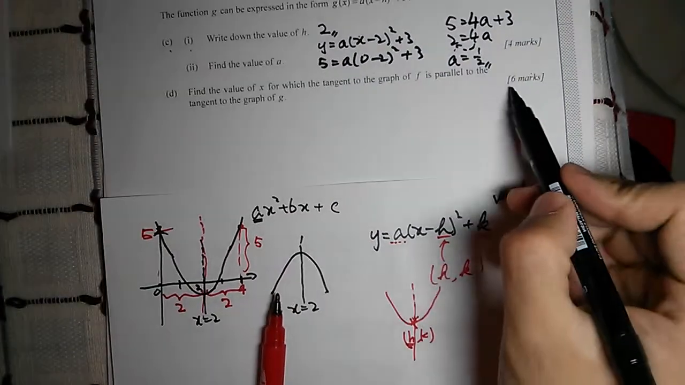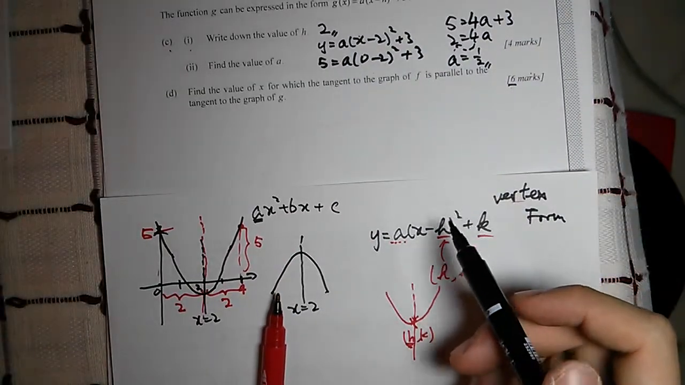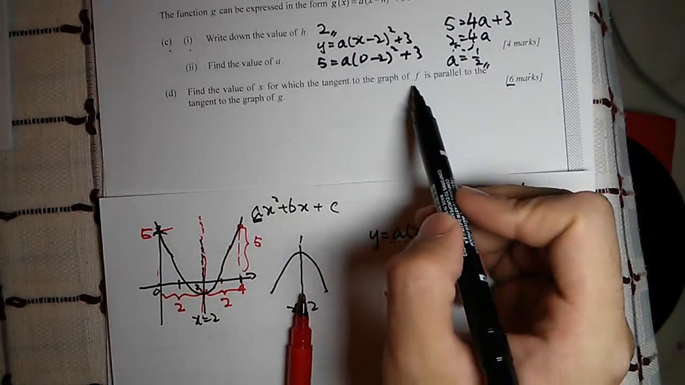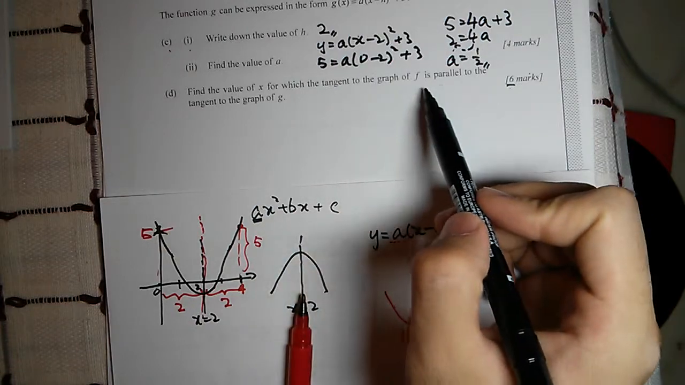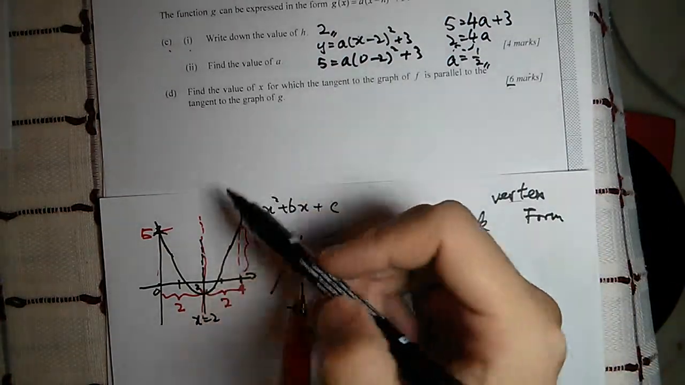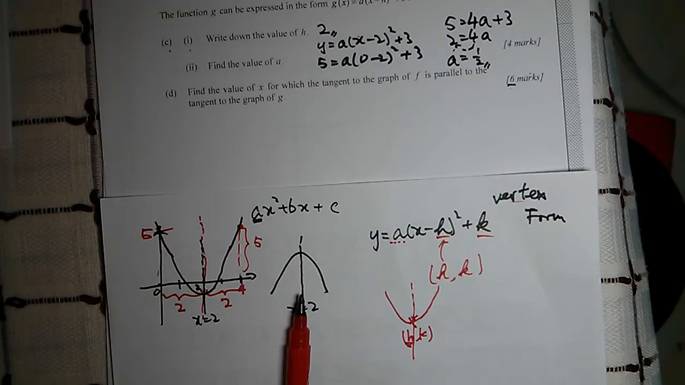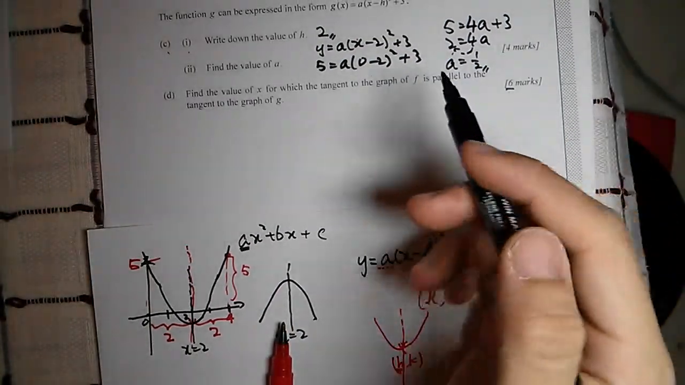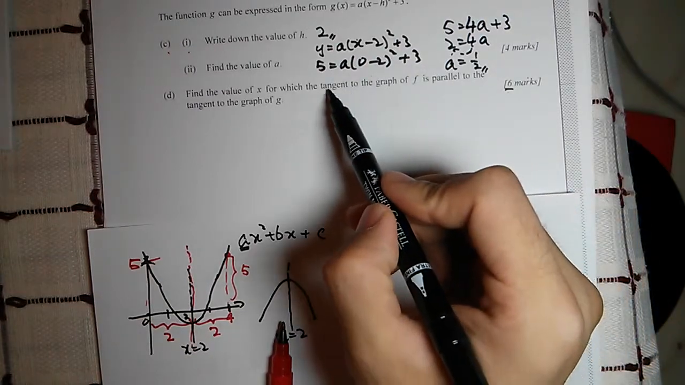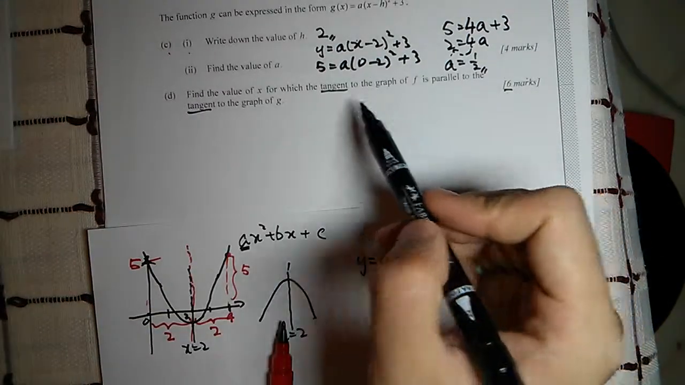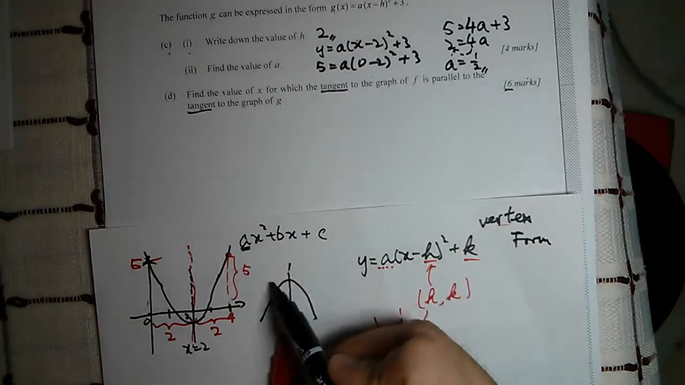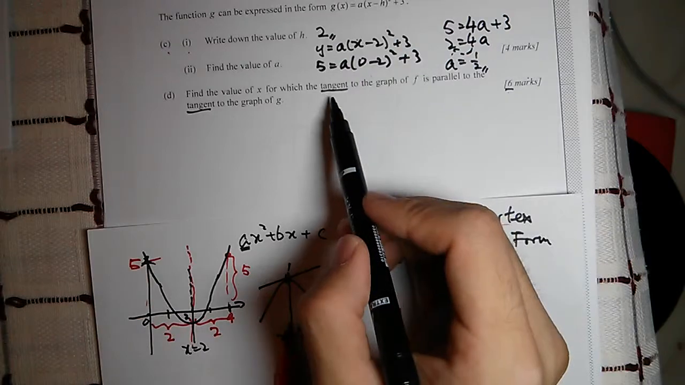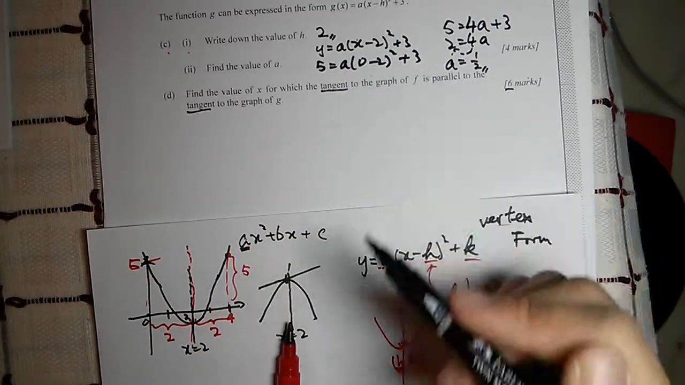Now apparently it should be the hardest because it's 6 marks for some reason. Find a value of x for which the tangent to the graph of f is parallel to the tangent to the graph of g. So you may think this is kind of hard. You're looking for the tangent, right? A tangent is a straight line that just touches the graph at one point. What you want is for the tangents to be parallel.